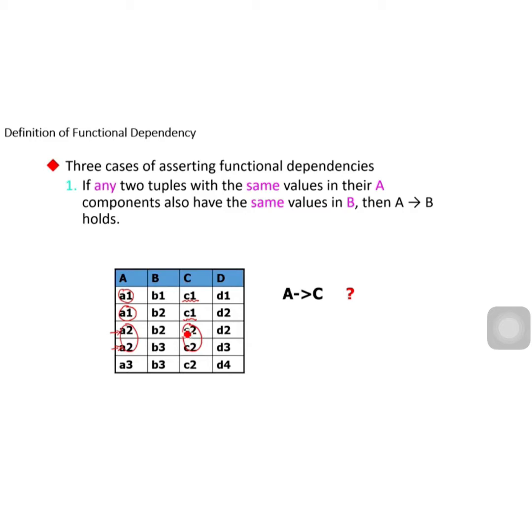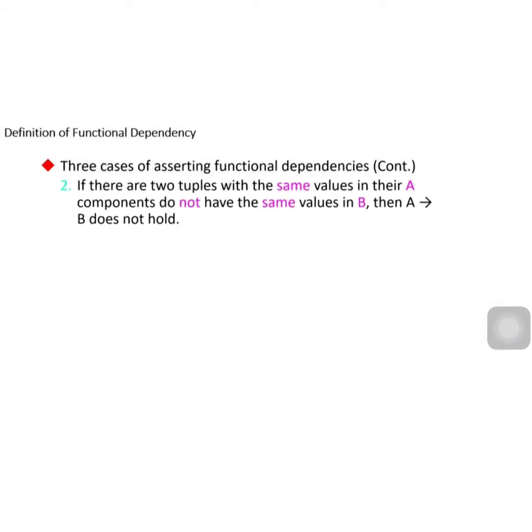If we check all the tuples in this relation and find that any two tuples with the same value in A also have the same value in C, then we say A functionally determines C holds. But if we find in this relation two tuples with the same values in A that do not have the same value in B, then A → B does not hold.